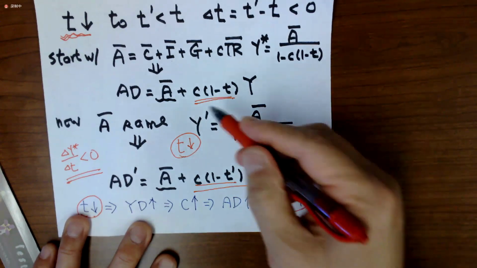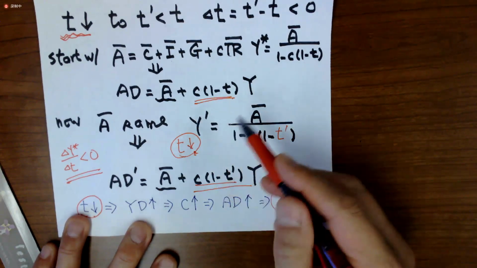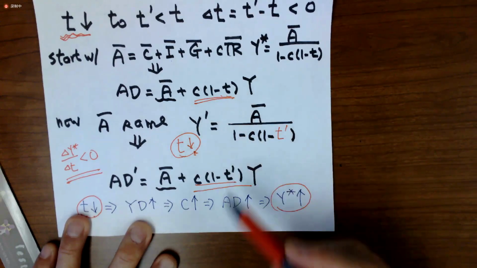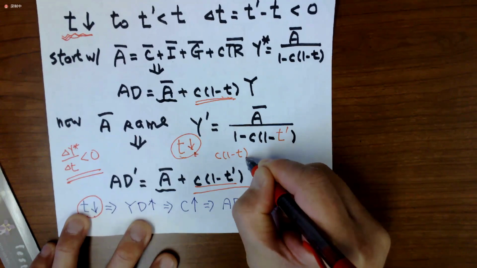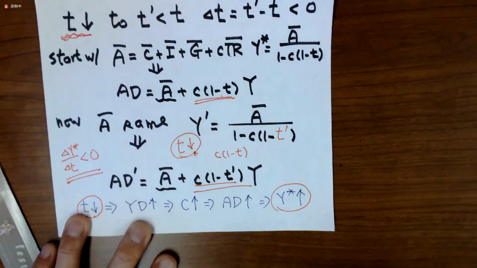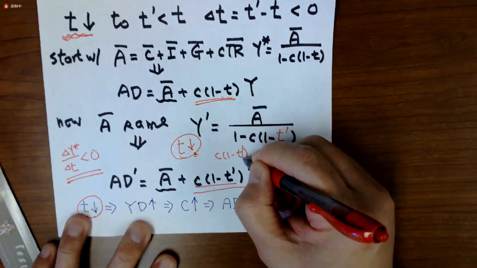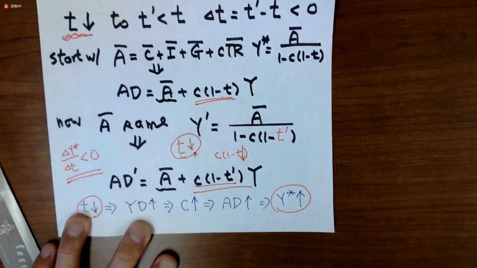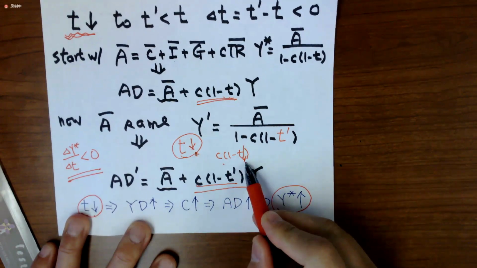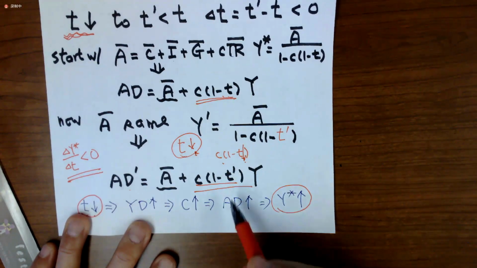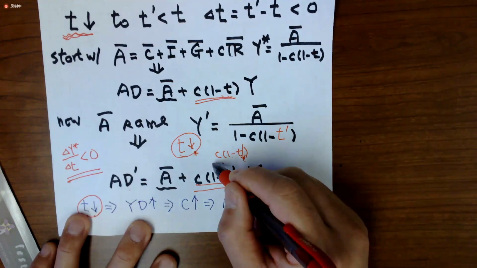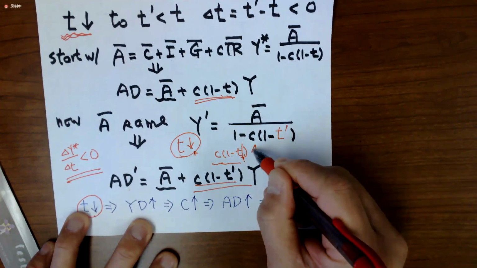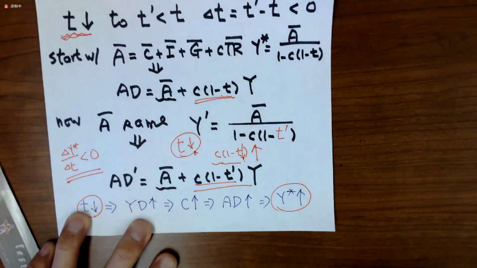When T goes down, what happened to the slope of the aggregate demand schedule? The slope is equal to C1 minus T, right? Which is the marginal propensity to consume out of total income. So when there's a lower tax rate, what happened to the slope of my aggregate demand schedule? Does it increase? There's a lower T, there's a negative sign, so the entire slope will go up.